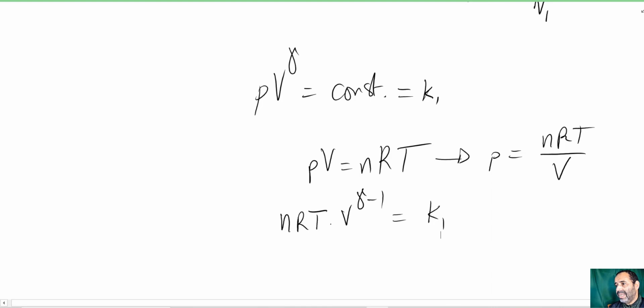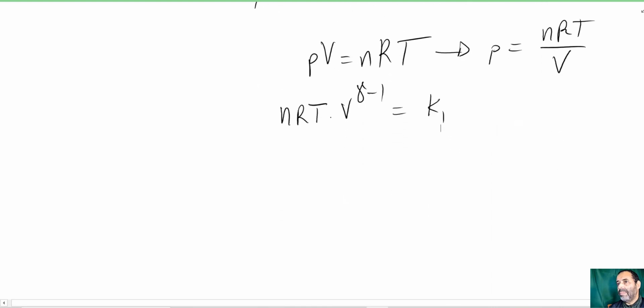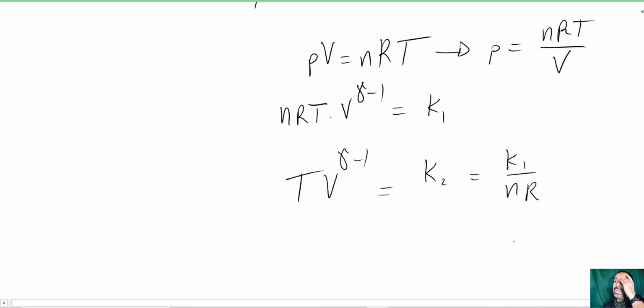So in other words, in a TV diagram, not a PV diagram, I will have the expression T times V to the power gamma minus 1 equals K2, where K2 is simply K1 divided by nR. K2 is another constant, because K1 was a constant, the number of moles is constant, and R is a constant. So this is basically part of the question for the lab.